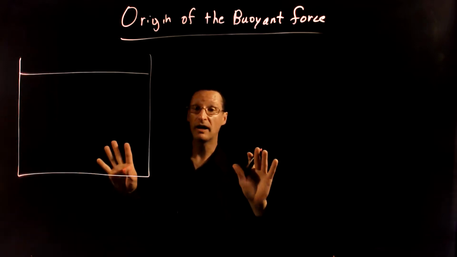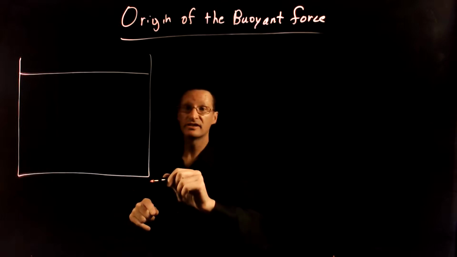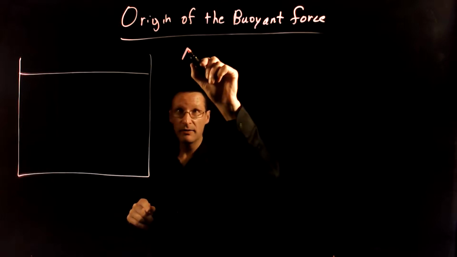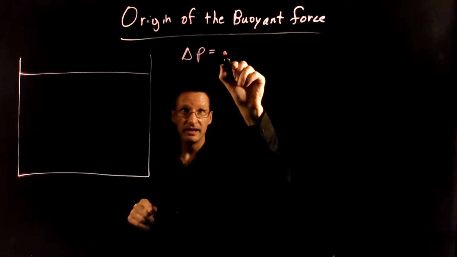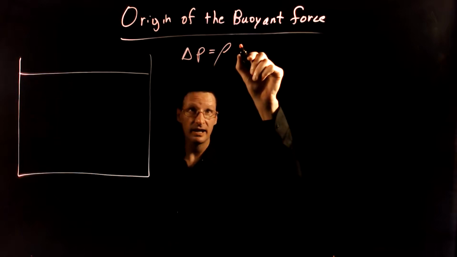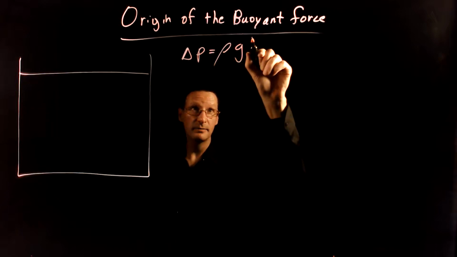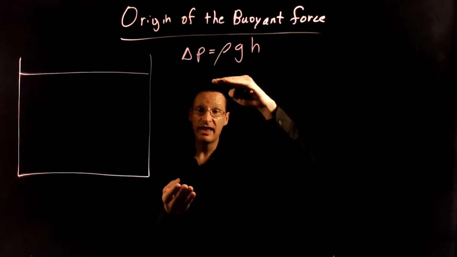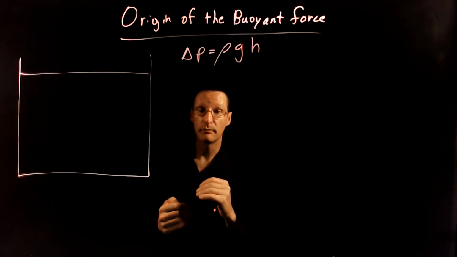Just know about pressure. Pressure increases with depth. And the amount that pressure increases with depth is just the density of the liquid or the fluid in here times the gravitational constant times h. H is the amount that you go deeper than you were before.